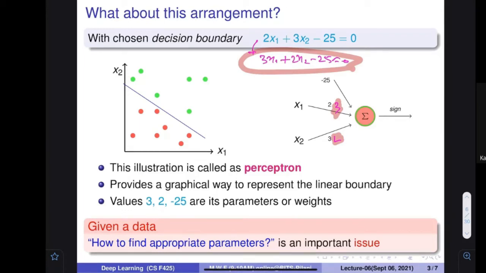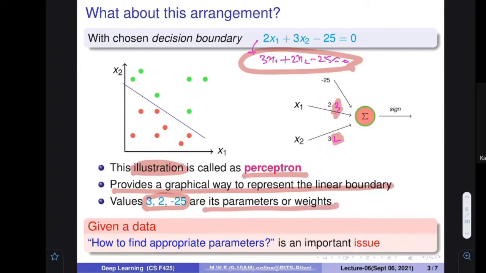So let us quickly read this thing. This illustration is called the perceptron. You understand what the perceptron is? It is a linear decision boundary. It provides a graphical way to represent the linear boundary. The values 3, 2, and minus 25 are its parameters, or weights. Okay, how to find appropriate parameters is an important issue, and we are going to discuss it now. Any questions?